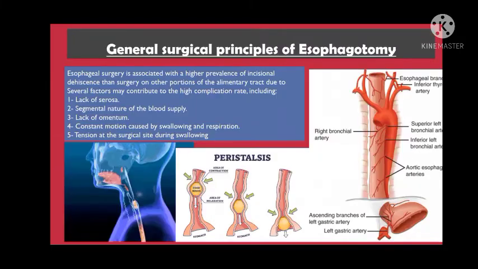General surgical principle of the esophagotomy. Esophageal surgery is associated with a higher prevalence of incisional dehiscence than surgery on other portions of the alimentary tract. Several factors may contribute to the high complication rate, including lack of serosa, segmental nature of the blood supply, lack of omentum, constant motion caused by swallowing and respiration, and tension at the surgical site during swallowing.